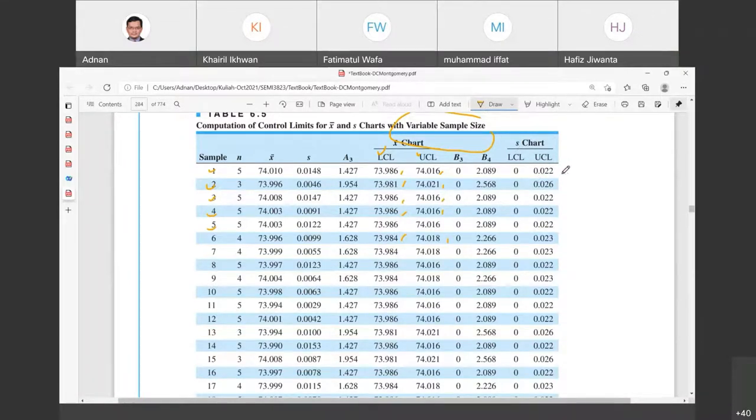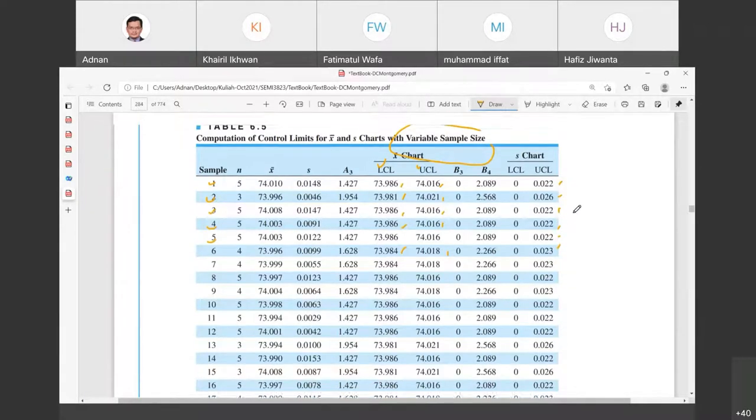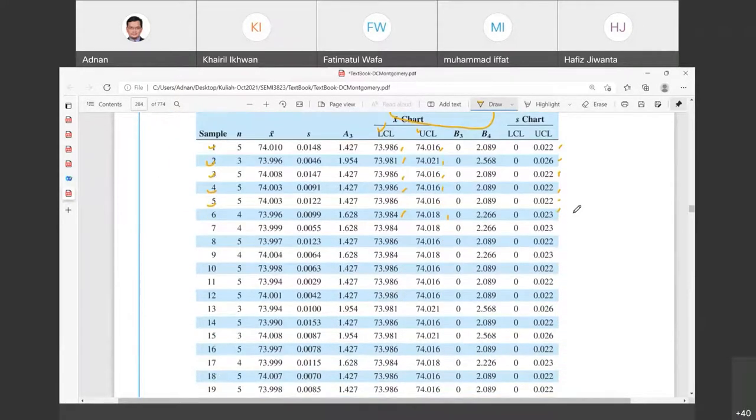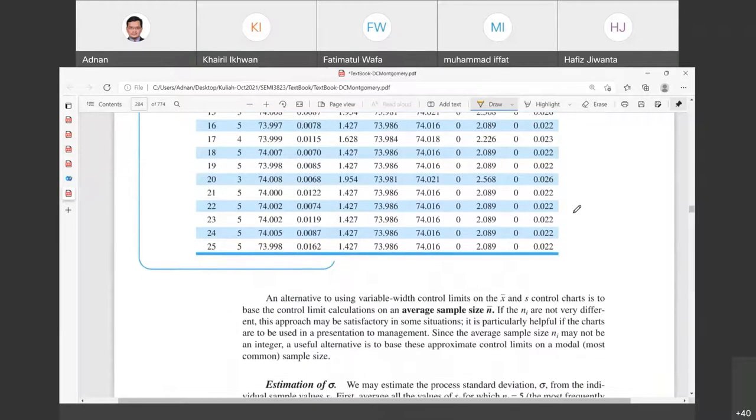Okay, same thing also here. That's why you get what you call a dash. The control limit now looks like a dash. So this is the case where variable control limits are used.